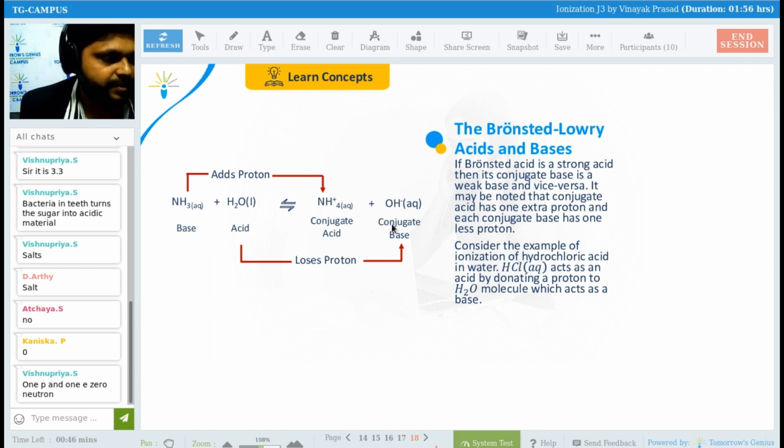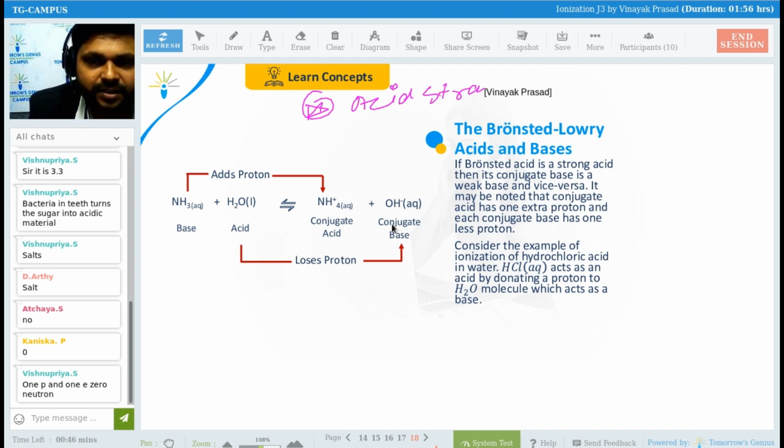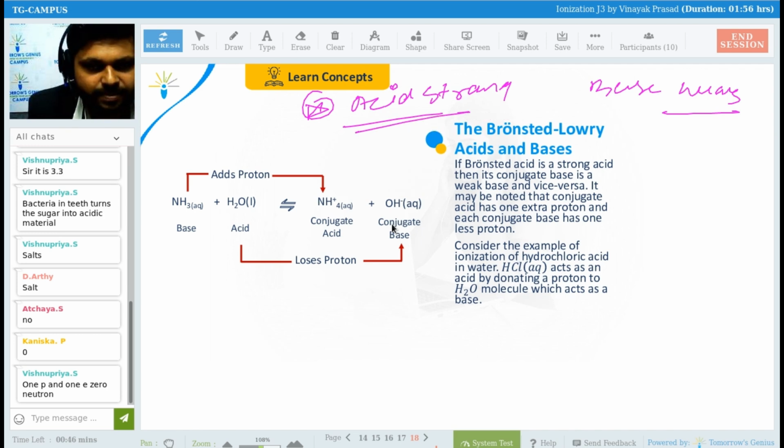Okay, I will be giving you some questions. Just first see here, and after that I will give you one question. Now, if a Bronsted acid is a strong acid, then its conjugate base is a weak base. Guys, this is just for you to remember. If the acid is strong, then the base will be weak. If a Bronsted acid is strong, then the base will be what? Weak. Is it okay? Only then can they live in the conjugation.